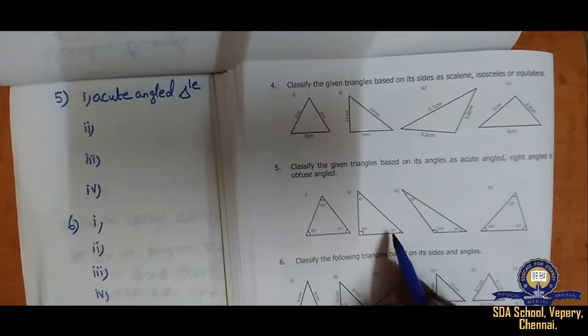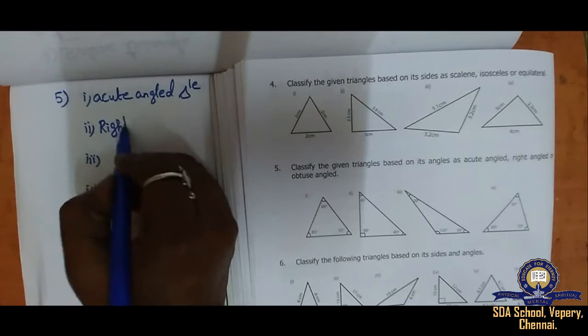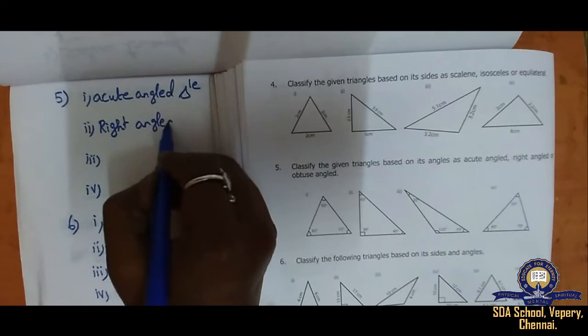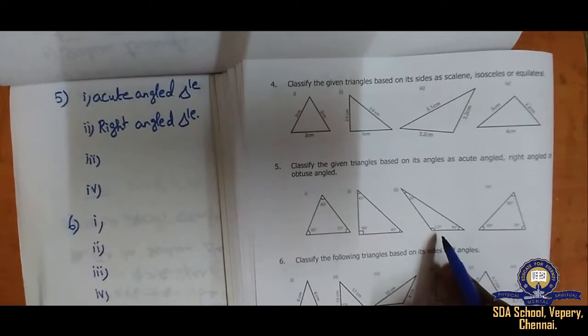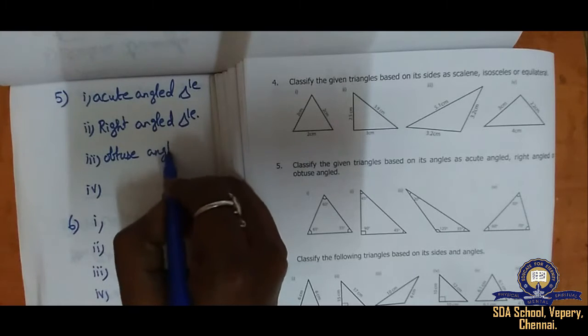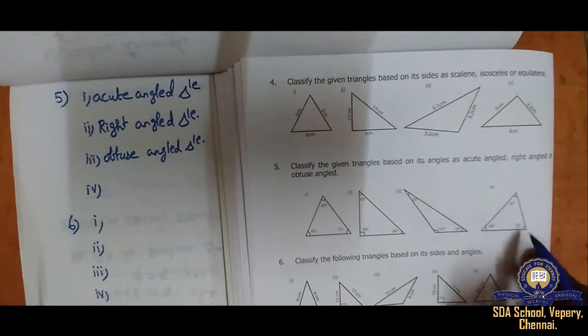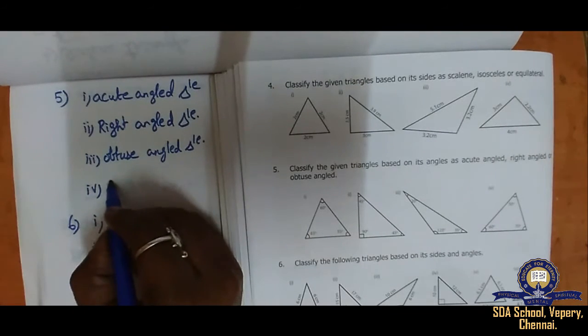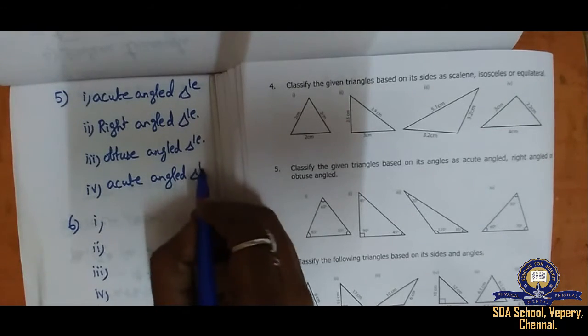Here 90 degree, 45 degree, 45. 90 degree means what? It is a right angled triangle. 125, 35 and 20. Here see it is above 90. 125. That means obtuse angled triangle. Fourth question, 60, 70, 50. So below 90. That means it is an acute angled triangle.